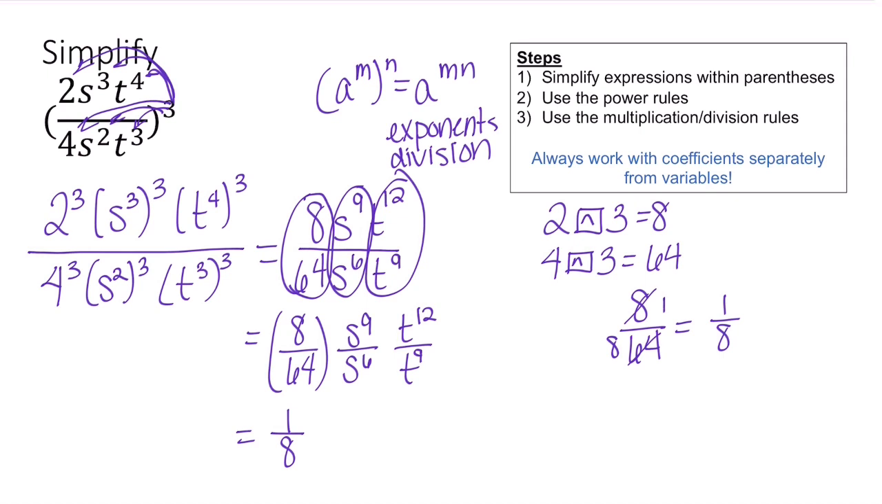And then s to the 9 over s to the 6. So that's going to be s to the 9 minus 6, which is s cubed. And then I have t to the 12 over t to the 9. So that's t to the 12 minus 9, which is t cubed. So that is now my final answer. 1 over 8 times s cubed, t cubed.